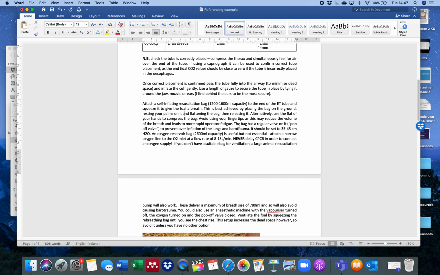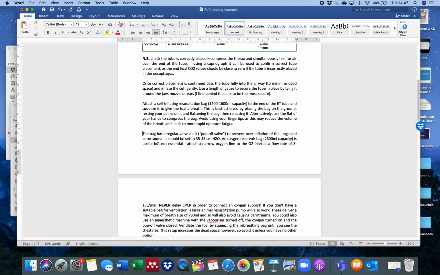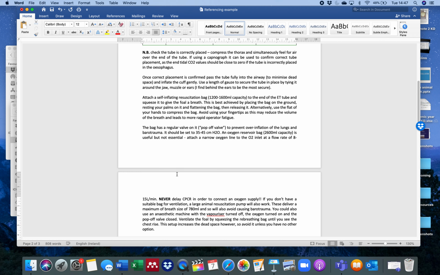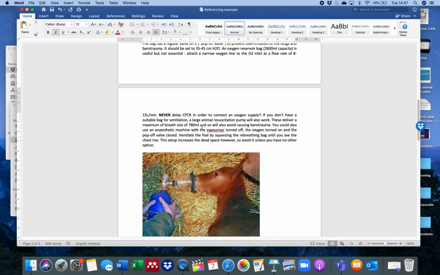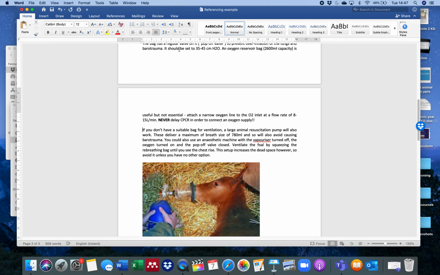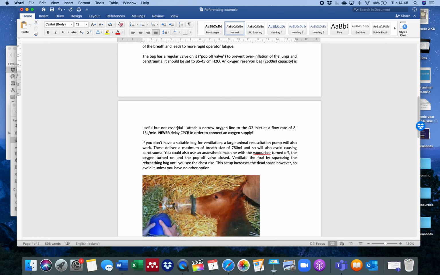Then this part here, where it says the bag has a regular valve on it, I'm moving on to talk about avoiding damaging the lungs by overstretching them. So I'm going to make that into a new paragraph as well. So I've got confirming placement and giving breaths, and then ensuring you avoid barotrauma and talking about oxygen. Then the last bit here is dealing with what else you can use if you don't have this equipment available. I'm going to make a new paragraph out of that as well. So I've moved on from valves and barotrauma to oxygen to alternatives for ventilation.